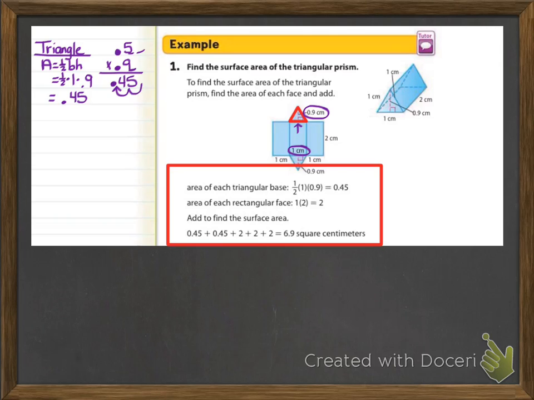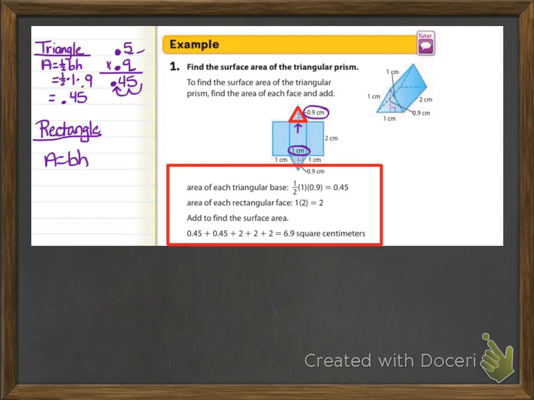All right, so that's taken care of. So let's go back to our example. We left off, I believe, with rectangles. So we're going to go ahead and write out rectangle. And remember, the formula for the area of a rectangle is area equals base times height.